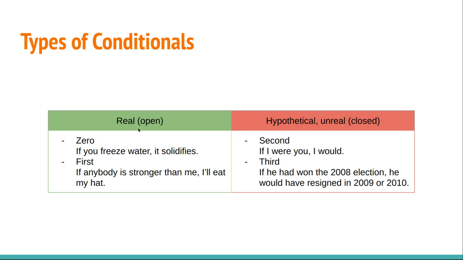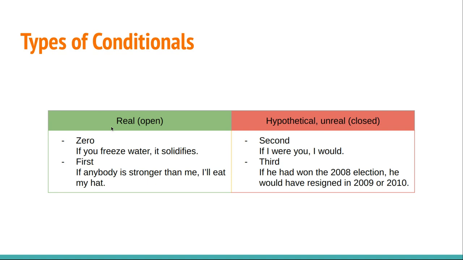The two types of conditionals that we have are real or open, and hypothetical or unreal, which are said to be closed. Open conditions are open to be fulfilled, okay? They can still become real, they can still happen. Whereas closed ones can no longer or could hardly be fulfilled. So that means that they are more hypothetical in nature.